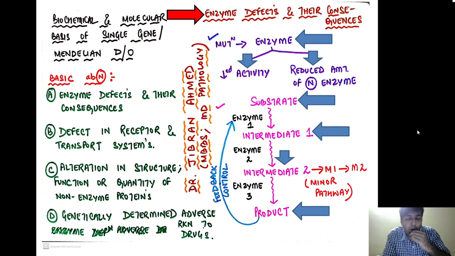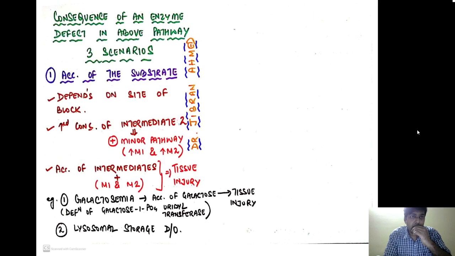And also one important thing is that if the end product is not formed, then the feedback inhibition, that is the negative inhibition to enzyme 1, will never be received. As a result, there will be excessive synthesis of intermediate number 1 in the absence of product formation. So with this in mind, let us start the consequences.